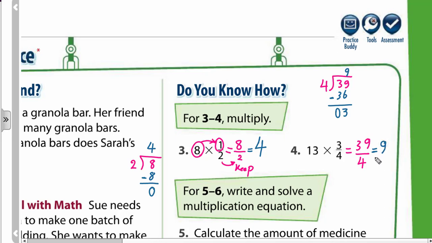Yes, it is the 9. The 9 is the whole. And the 3 here is the numerator. So the numerator is 3, and the denominator, we keep it. So I should write 4 here. The final answer is 9 and 3/4. Okay, thank you, my hero. Great work. Thank you, Malik.